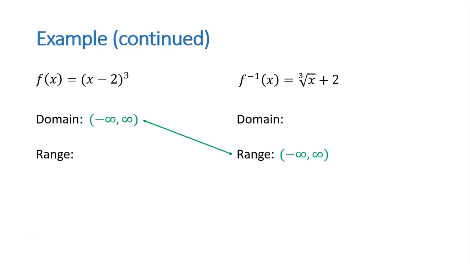So again, just to reiterate, even roots, we have to worry about that negative issue. If it's an odd root, we don't have to worry about that. We can take odd roots of any type of number we want. So in this case, the domain is also all real numbers. This is defined for any real number, which means the range of our original function is also all real numbers.